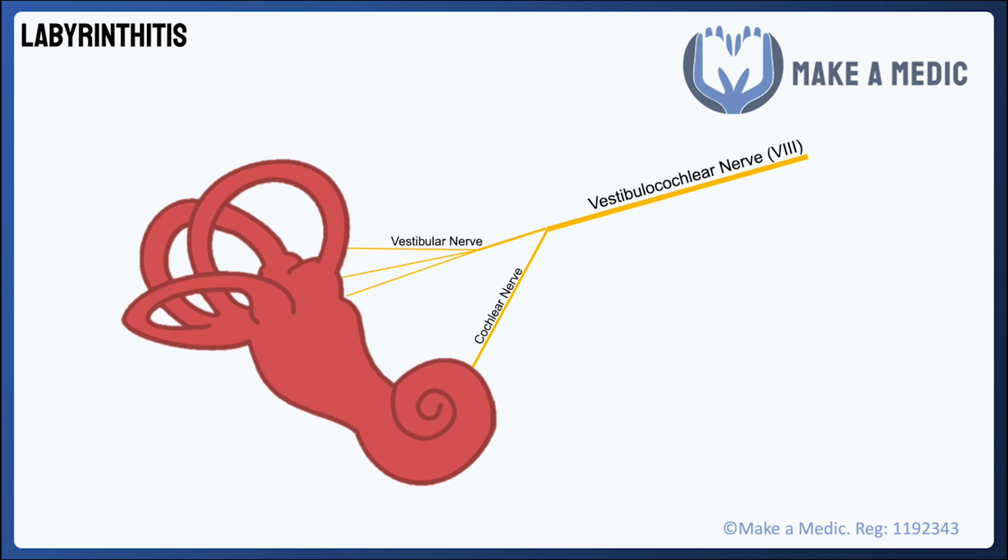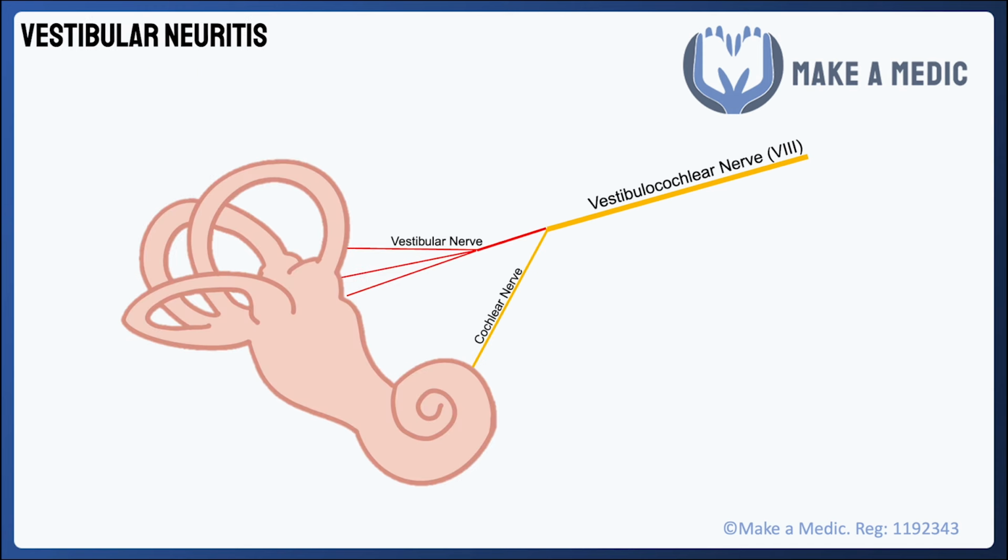So in labyrinthitis, the entire labyrinth is inflamed. This refers to the whole maze of fluid-filled channels in the inner ear, which includes the vestibular apparatus as well as the cochlea. The involvement of the cochlea means that hearing can be affected alongside balance. Meanwhile, in vestibular neuritis, the inflammation is limited to the vestibular nerve, which is only concerned with balance. This means that the hearing remains unaffected, and it's just balance that's affected by vestibular neuritis.